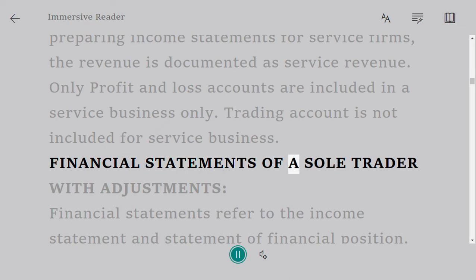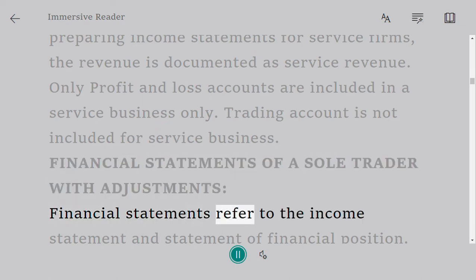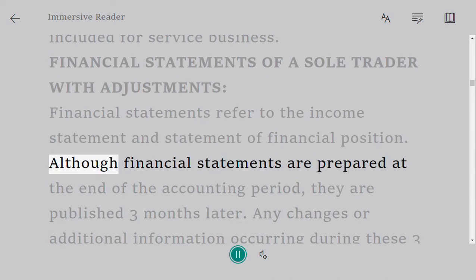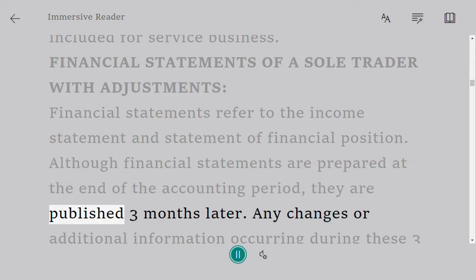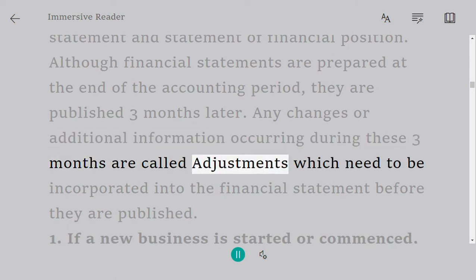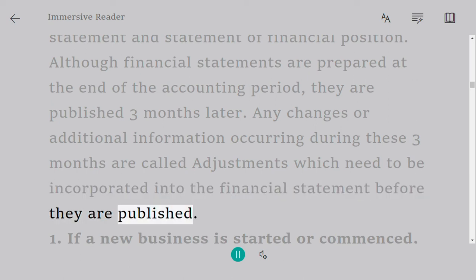Financial statements of a sole trader with adjustments. Financial statements refer to the income statement and statement of financial position. Although financial statements are prepared at the end of the accounting period, they are published 3 months later. Any changes or additional information occurring during these 3 months are called adjustments, which need to be incorporated into the financial statement before they are published.